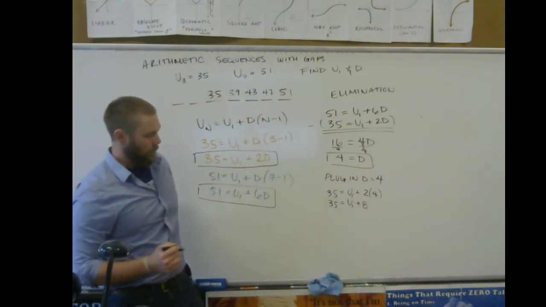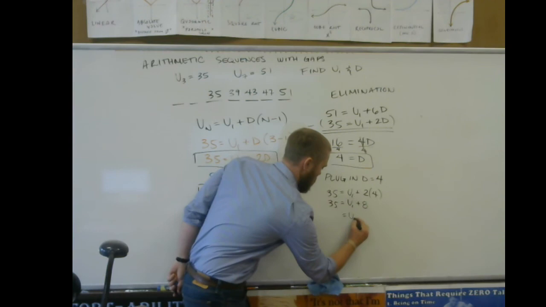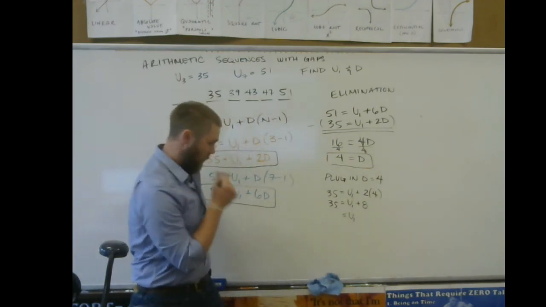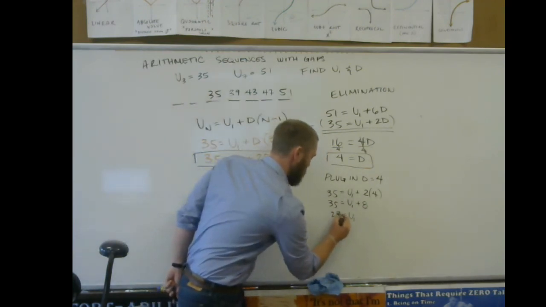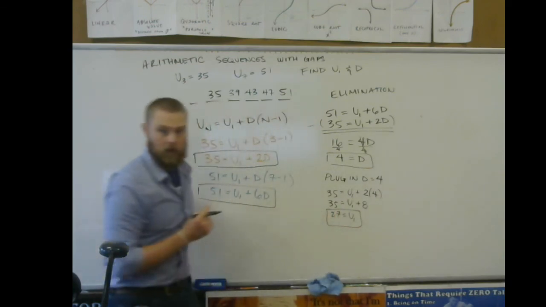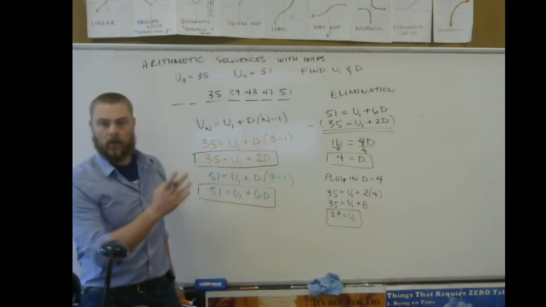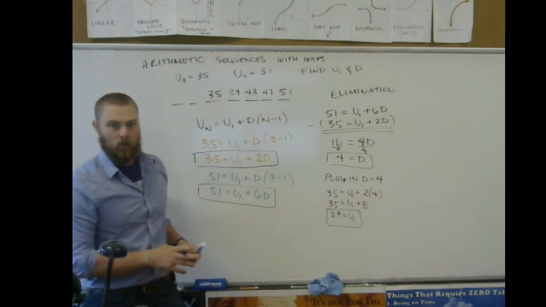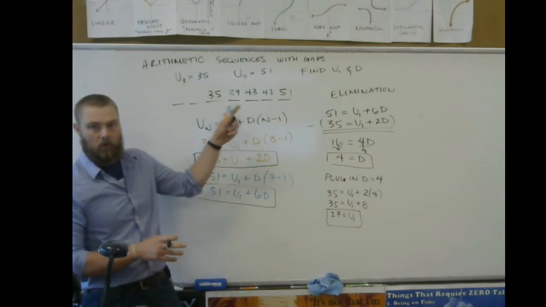Okay, so 35 minus 8 is 27. Okay, so there's a more robust way to solve for D and U1 if the numbers are a little bit more complicated.